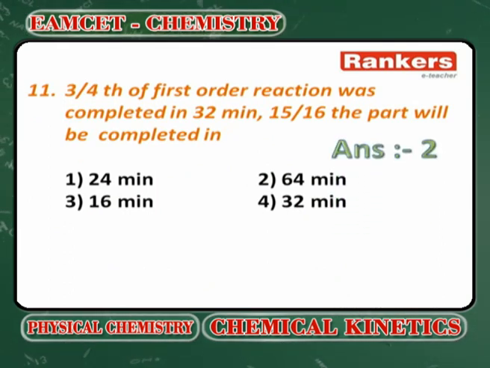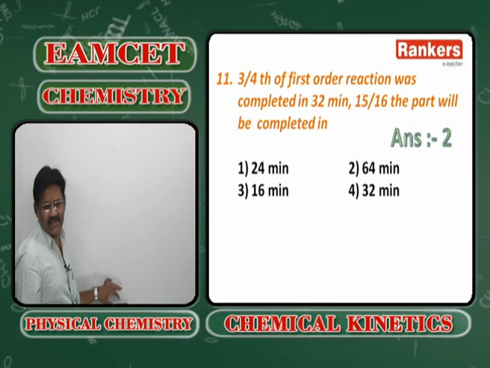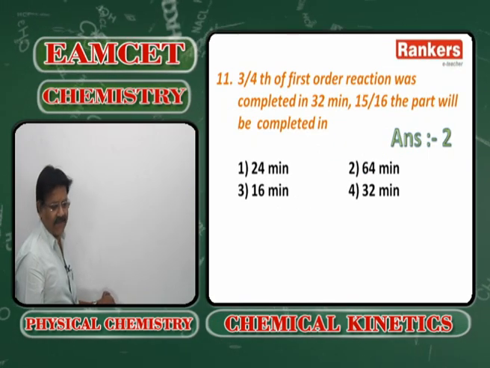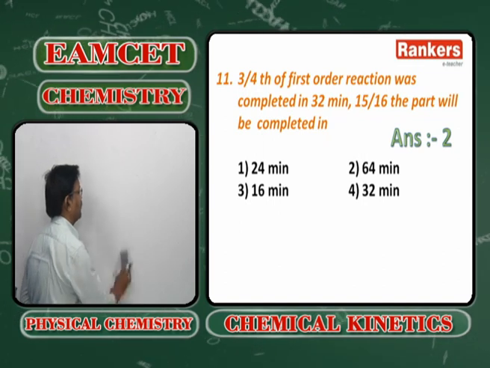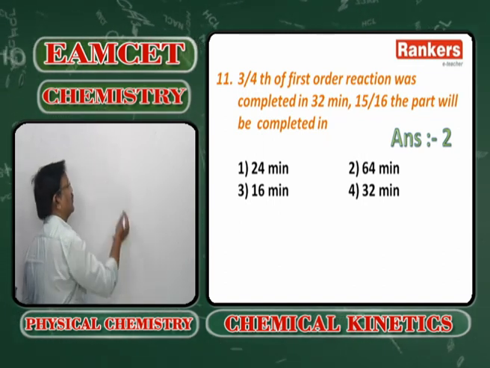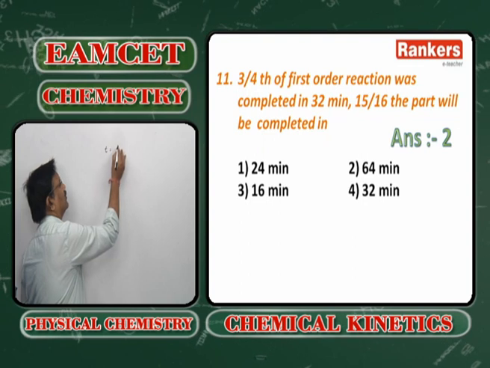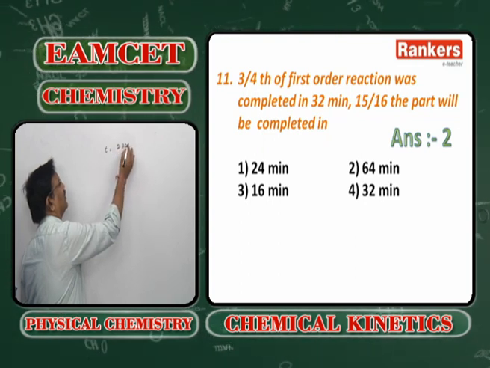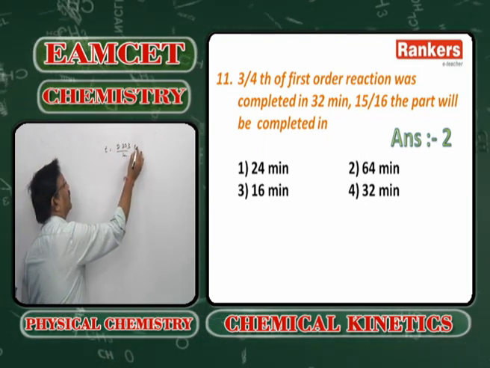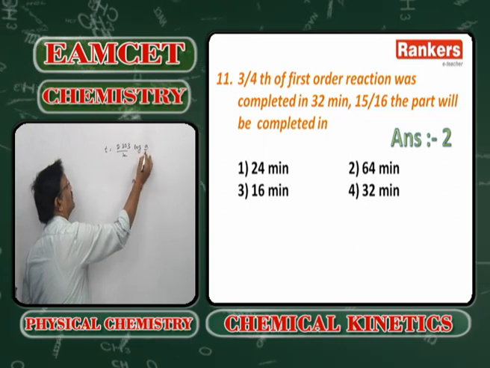3/4 of a first order reaction is completed in 32 minutes. 15/16 part will be completed in how much time? So t is equal to 2.303 by k log a by a minus x.